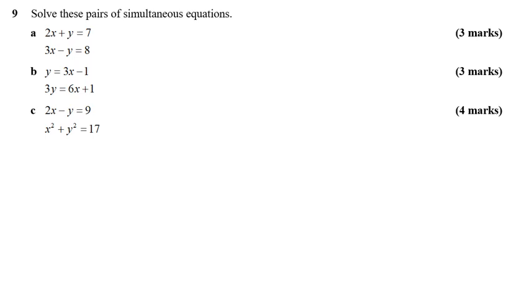Okay, so for question A here, we're solving some simultaneous equations. For A, I would simply label my equations A and B, and then I would add those two together. So when I add those equations together, 2x plus 3x is 5x, y add negative y cancels out, and then 7 add 8 is 15, so after that we get that x equals 3.